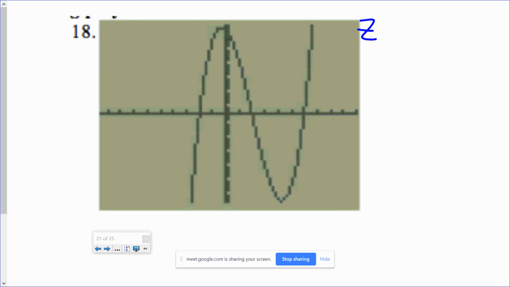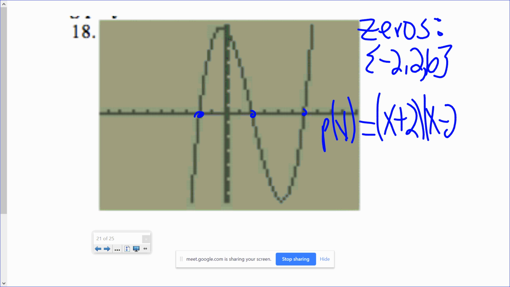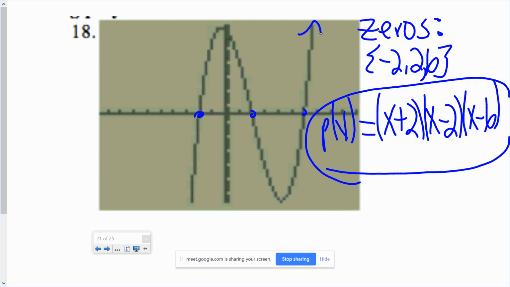To write the factors of a polynomial equation, I need the zeros. The zeros is where it crosses the x-axis. So my zeros are negative 2, positive 2, and 6. Now that I have my zeros, I have my factors. If negative 2 is a 0, then x plus 2 is a factor. If positive 2, then x minus 2. And if positive 6, then x minus 6. It's opening up, so it's positive. We're good.